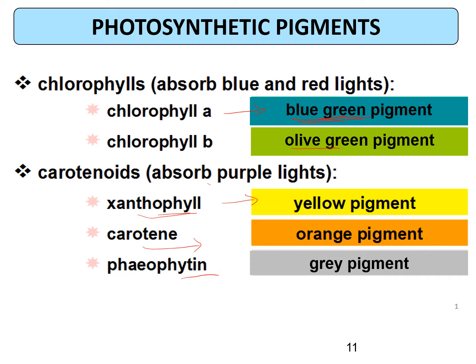Okay, bila disebut pigment warna kuning, pigment warna orange, pigment warna kelabu, bukan bermaksud dia akan serap warna itu. Okay, maksud dia when we extract pigments from the plants, they will appear as this color. Carotene will be this color, orange pigment. Sebab tu carrot dia banyak carotene, warna dia almost orange, almost to red kan. Phaeophytene will be grey pigment.